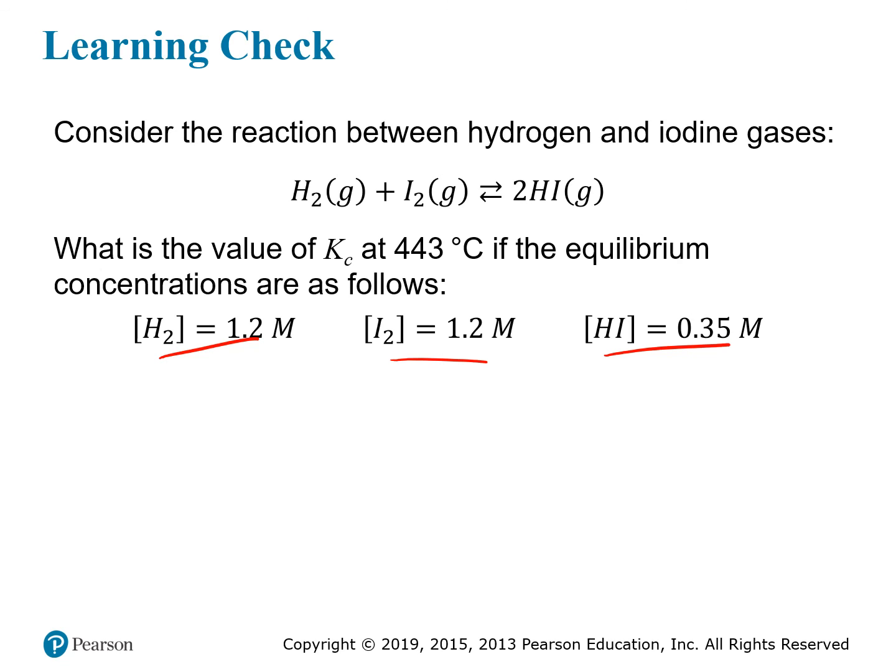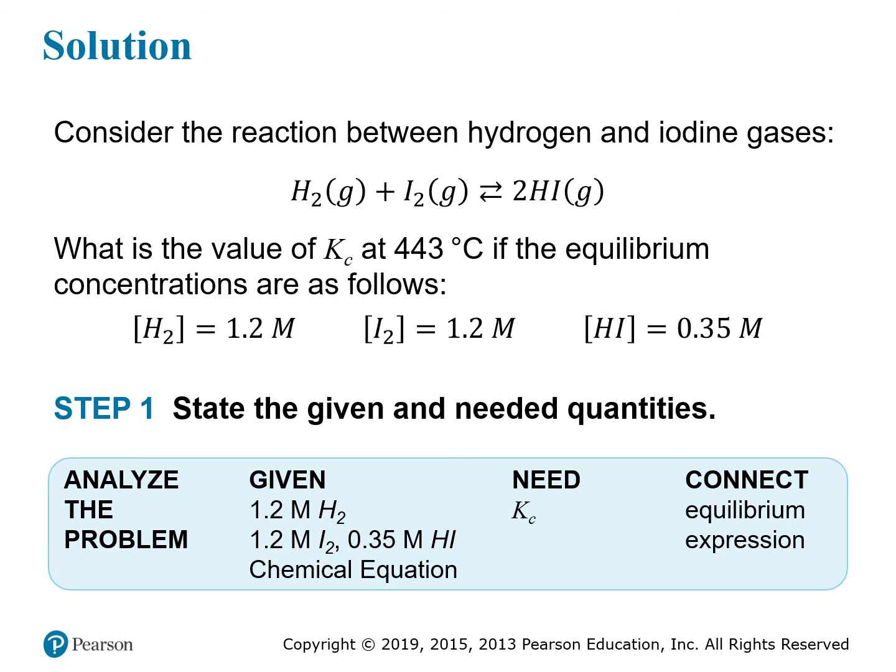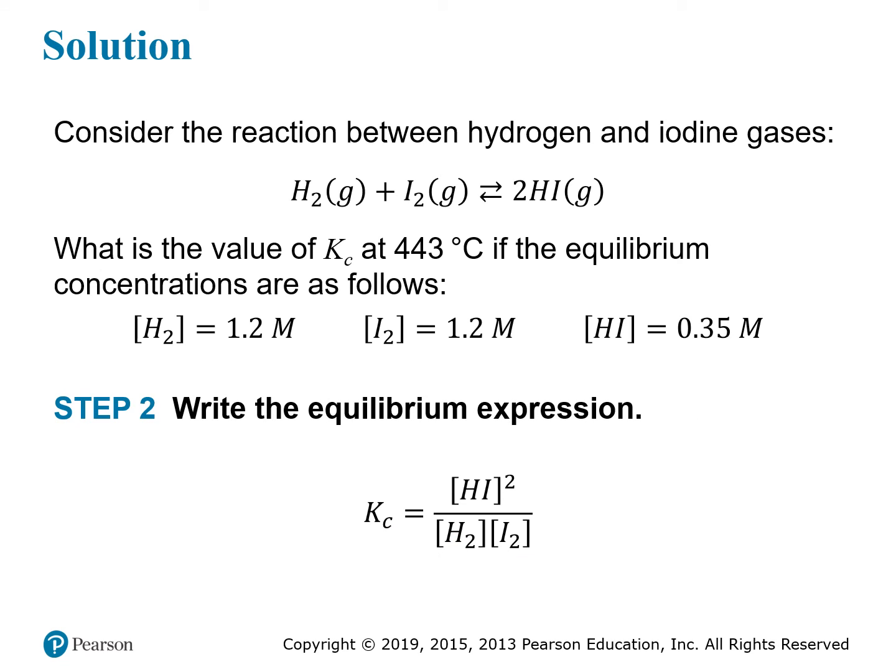So again, we have the concentrations for all of the species given in the chemical equation, and so we're going to need the equilibrium expression to relate these together. So step one is to take all this information, figure out that from what you have, in order to get the K, you're going to need the equilibrium expression. Step two then is to write the equilibrium expression.